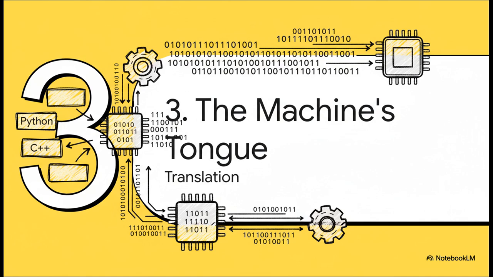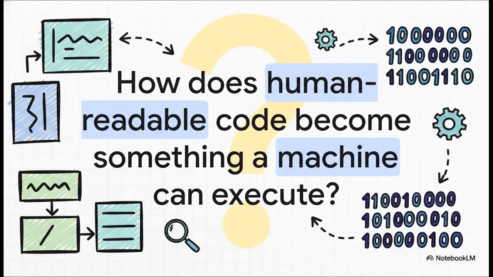But here's a little secret about all this. Computers don't actually understand Python or C++. Not directly, anyway. They speak a much more basic language. You see, the code we write is really for other humans to read and understand. For the machine to get it, that code has to be translated into the only language it truly speaks, machine code. We're talking just ones and zeros.